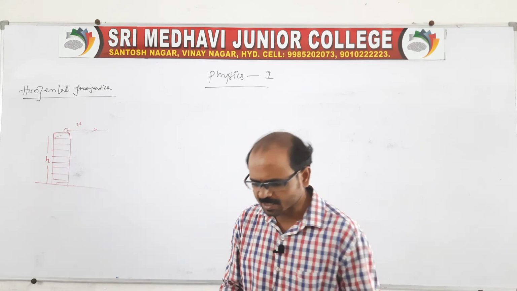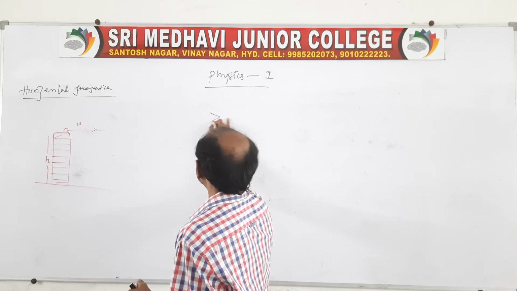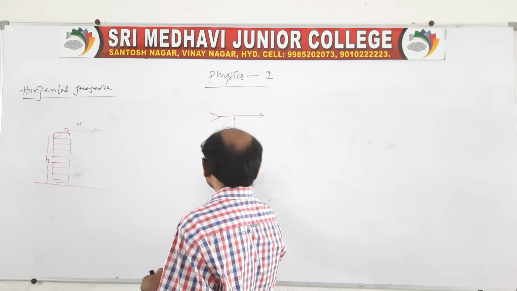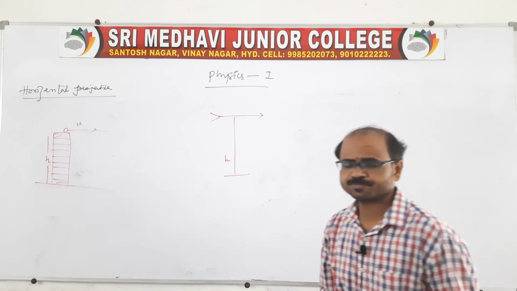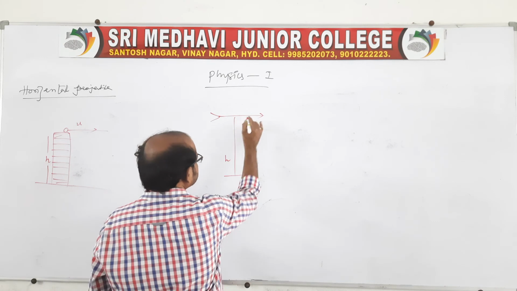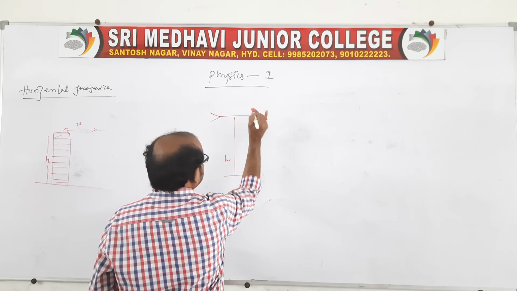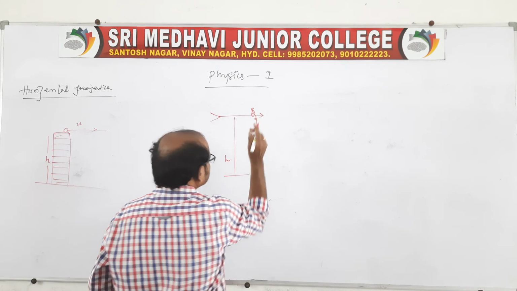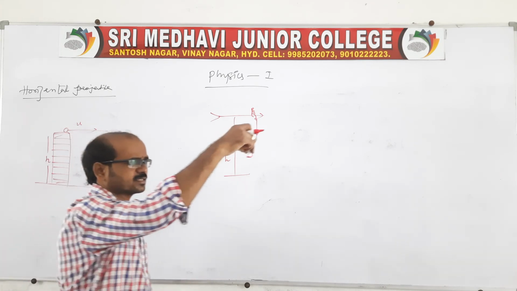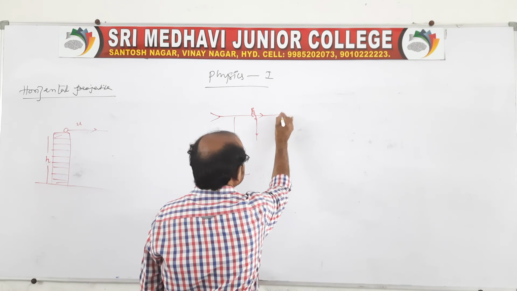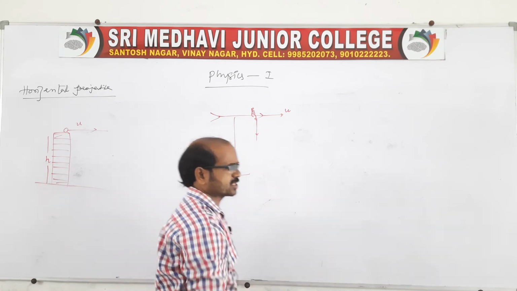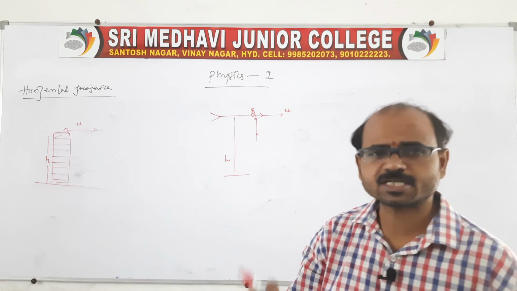Coming to another example, suppose you take an aeroplane at a height h above the earth's surface. From the aeroplane, the pilot throws a water bottle or a food packet like this, while the aeroplane is moving with velocity u. This type of projectile motion is also a horizontal projectile.